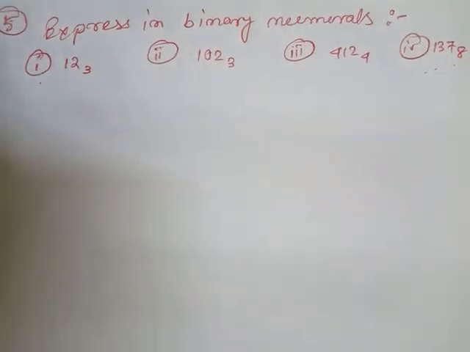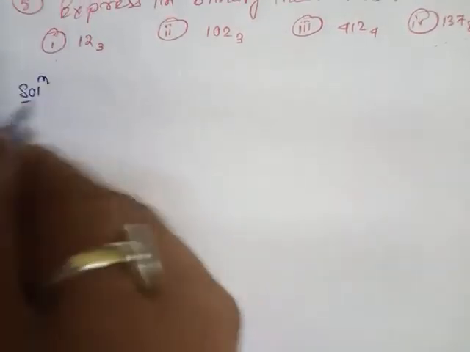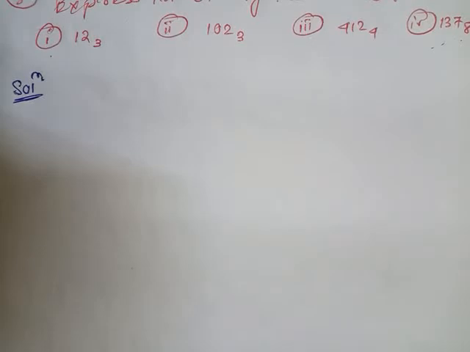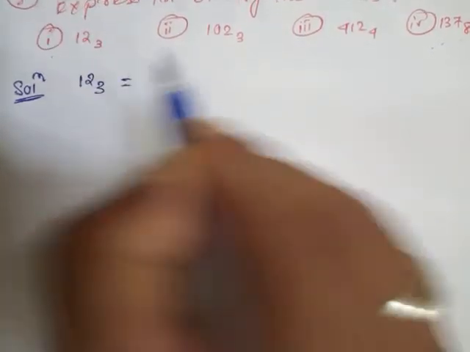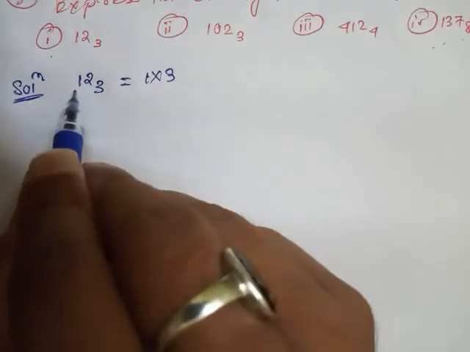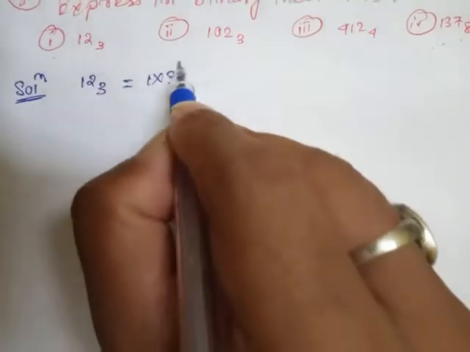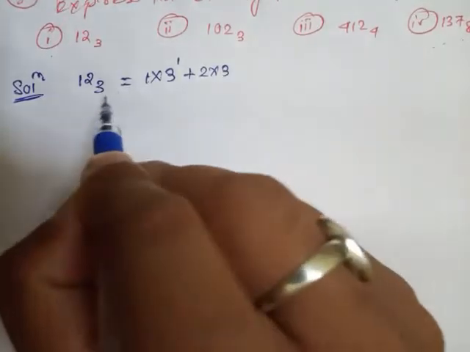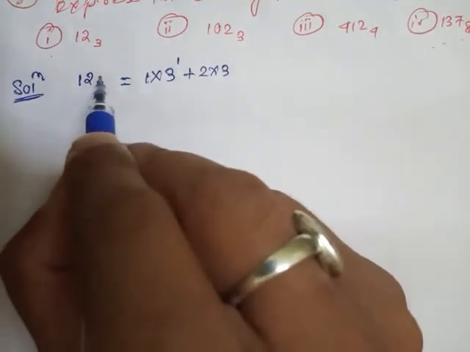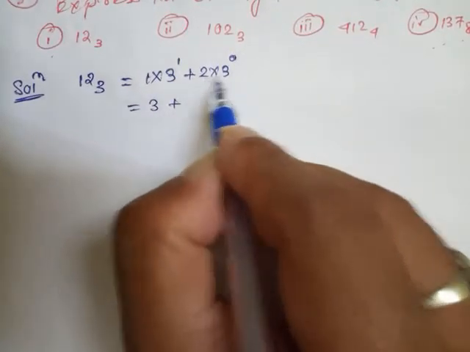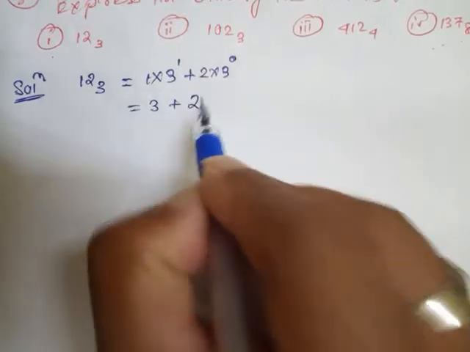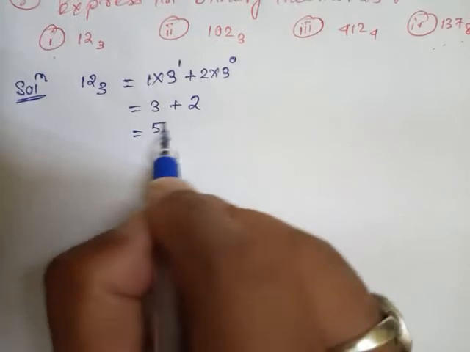First of all, I will write here solution. First I will convert 12 base 3 into decimal, then decimal to binary. Now 12 base 3 equals 1 into base 3, after 1 how many digits? Only one digit, means power 1. Then 2 into base 3, after 2 how many digits? No digit, means power 0, and anything to the power 0 means 1. So 3 plus 2, which becomes 5 base 10.